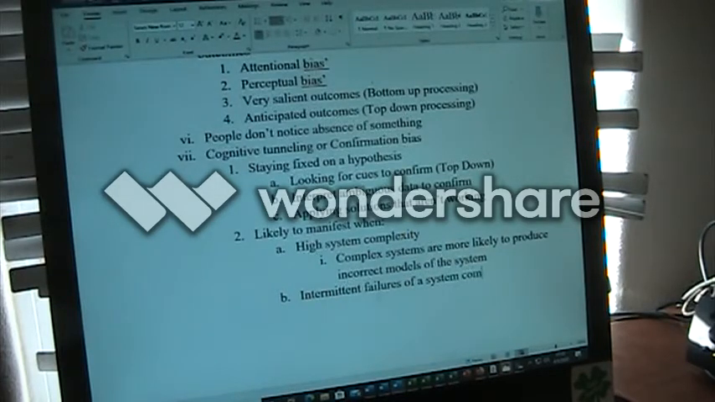So intermittent failures of a system component are particularly difficult to troubleshoot.